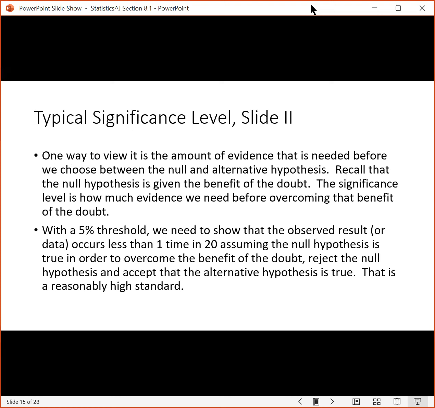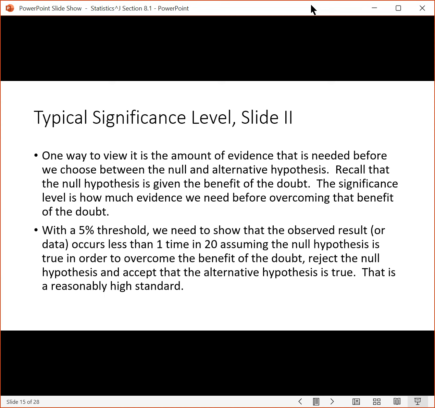So one way to view it is as the amount of evidence that is needed before we choose between the null and alternative hypothesis. Recall that the null hypothesis is given the benefit of the doubt. The significance level is how much evidence we need before overcoming that benefit of the doubt. With a 5% threshold, we need to show that an observed result, right, so from an experiment, needs to occur less than 1 time in 20, assuming that the null hypothesis was true, all right, to overcome that benefit of the doubt, reject the null hypothesis, and accept that the alternative hypothesis is actually true. And if you think about that, that's a reasonably high standard.